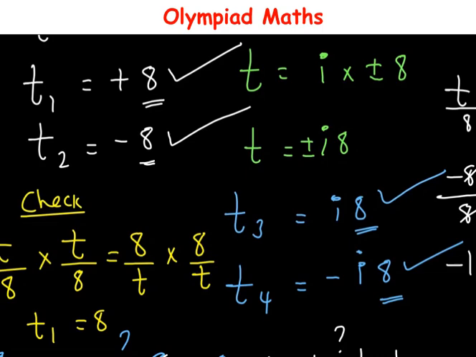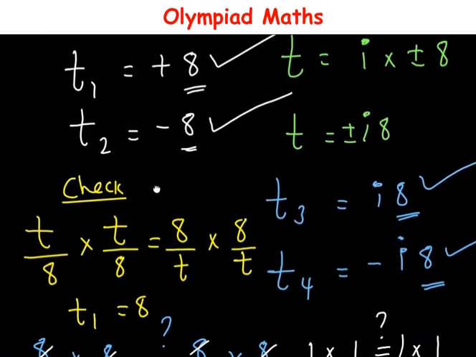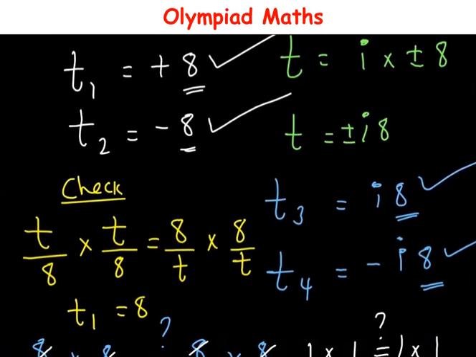So therefore, the first, second, third, and fourth solutions for the value of T are the correct solutions for the given question.